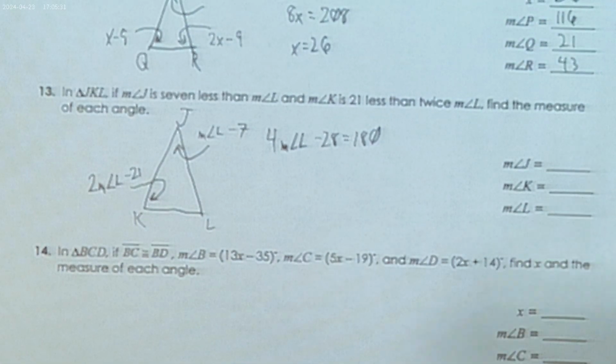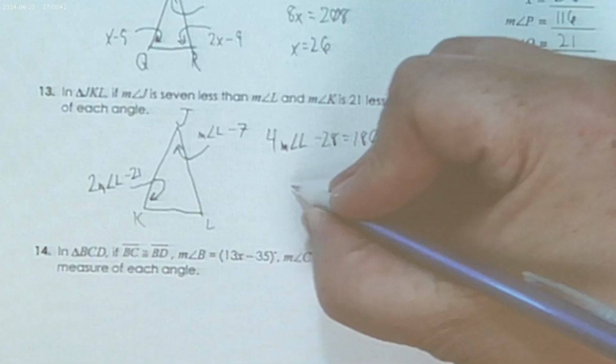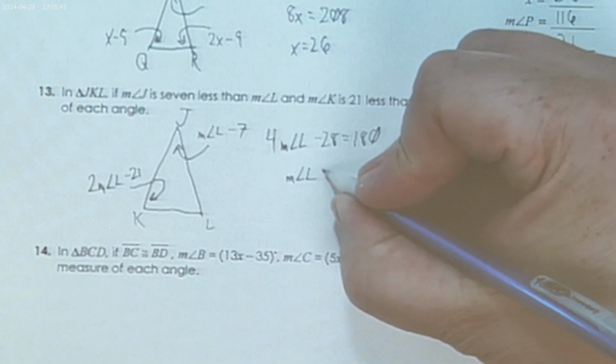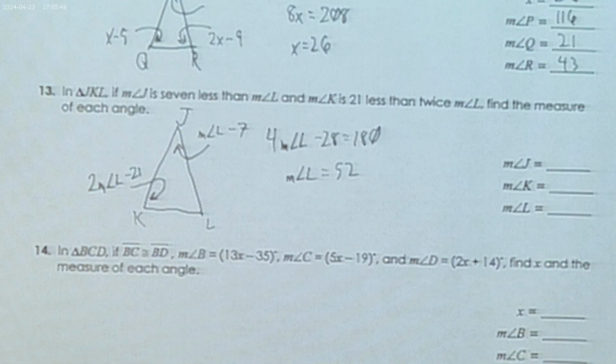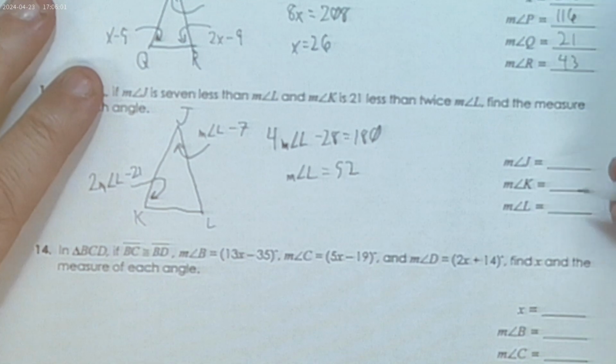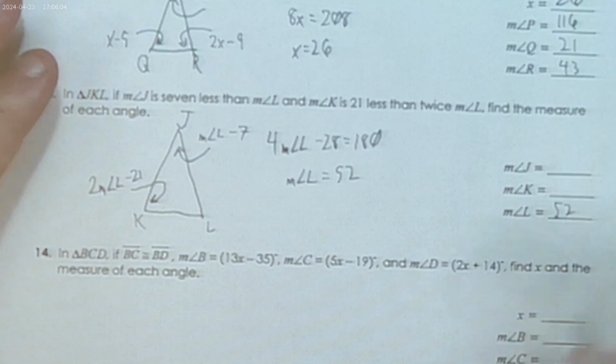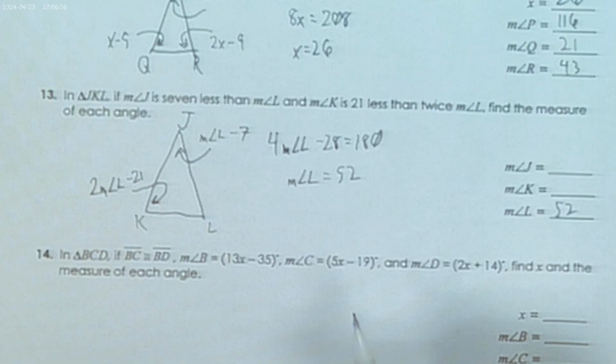So let's see, 180 plus 28 is 208 divided by 4. So the measure of angle L is going to be equal to 52. Now I'm kind of curious here. 180 plus 28, what is it divided by 3? Oh yeah, if it's divided by 3 times the measure of angle L, it's a huge decimal. So that should be a pretty big clue that something isn't right. Anyway, measure of angle L is 52.